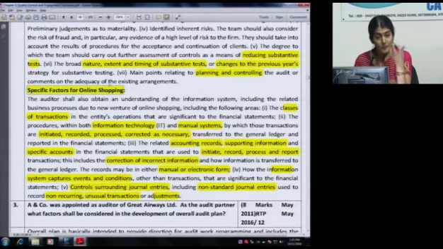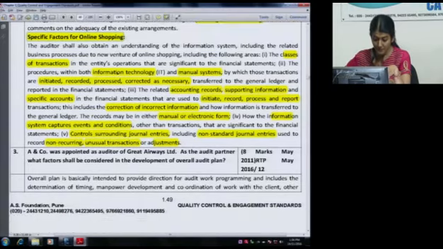Right, so computerized systems, how the transactions are initiated, recorded, processed, correction of incorrect information. Right, that is given in SAE 3402, assurance reports on controls at a service organization.